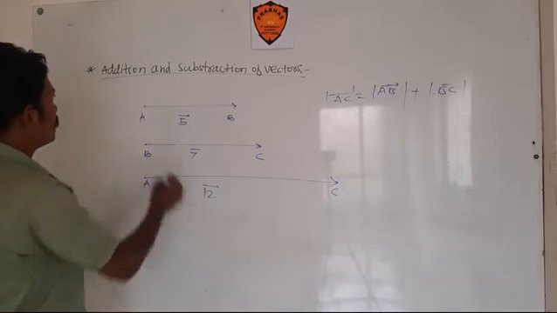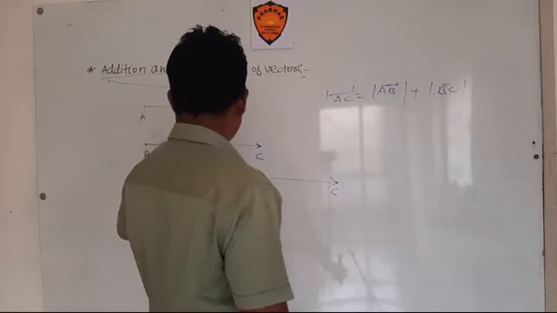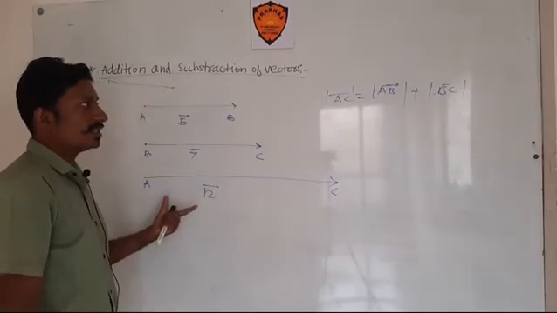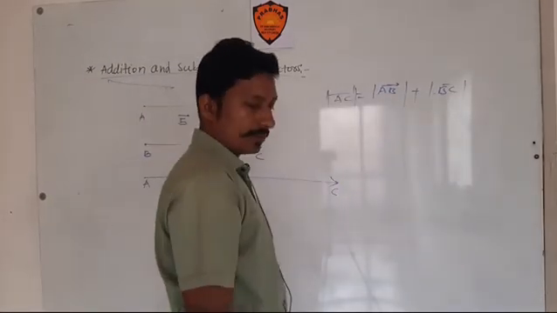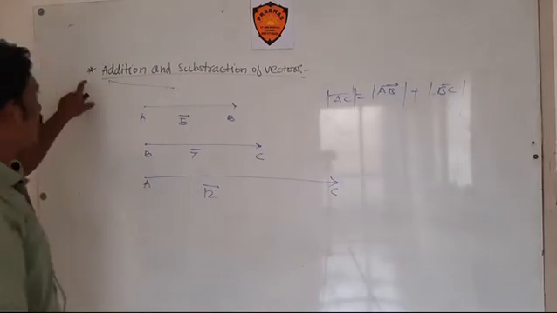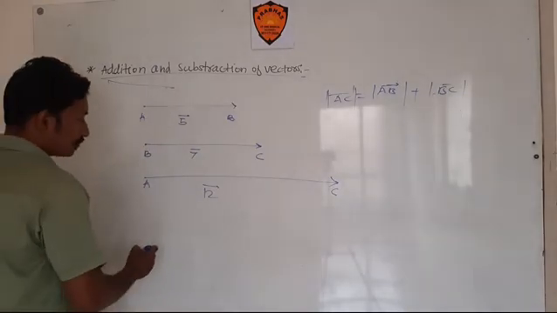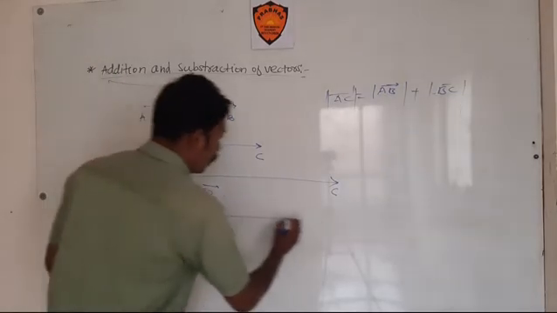In the first example it is additive. The vectors AB bar plus BC bar give rise to the resultant vector AC bar. That is, AC bar is equal to AB bar plus BC bar. Understand, students, what is addition of vectors? Similarly, the subtraction of vectors.